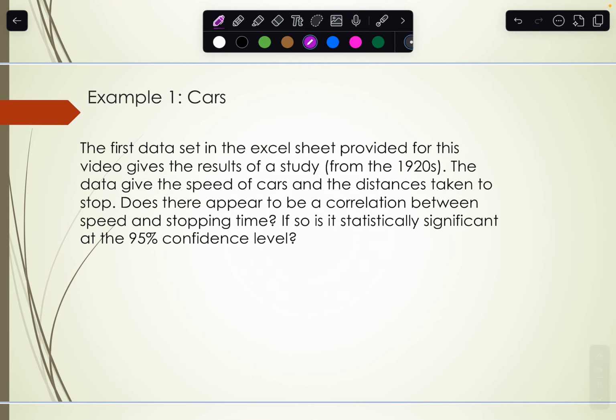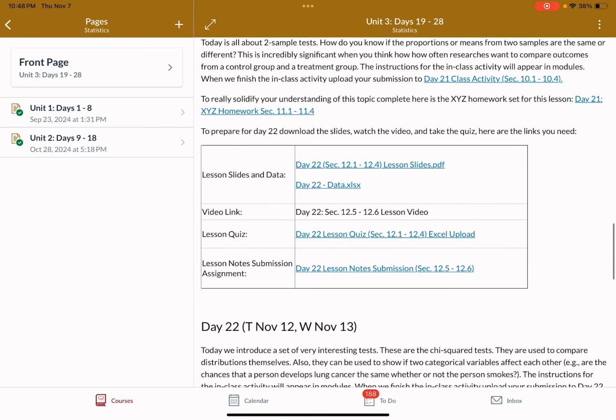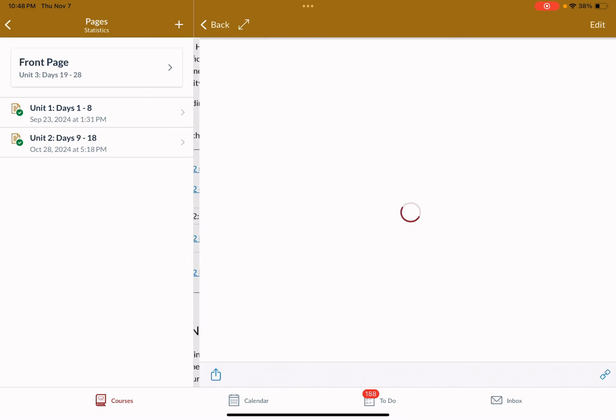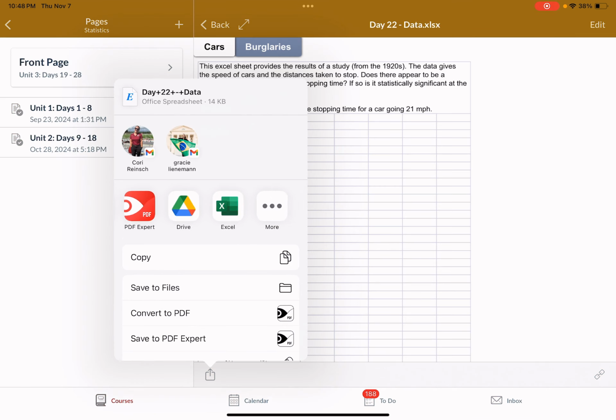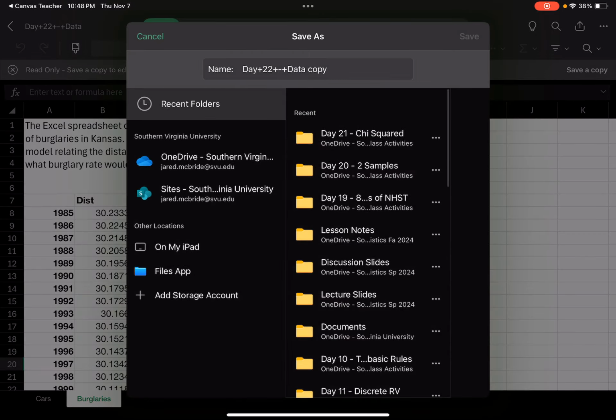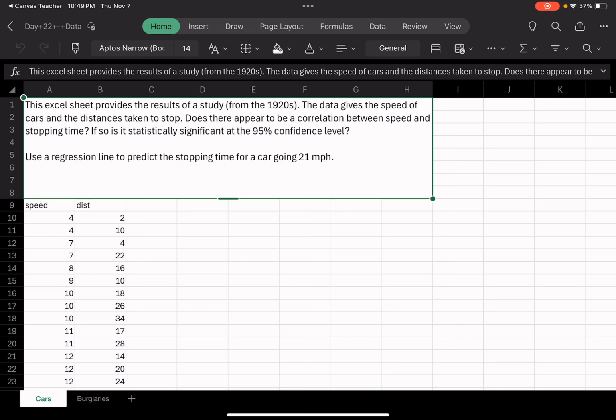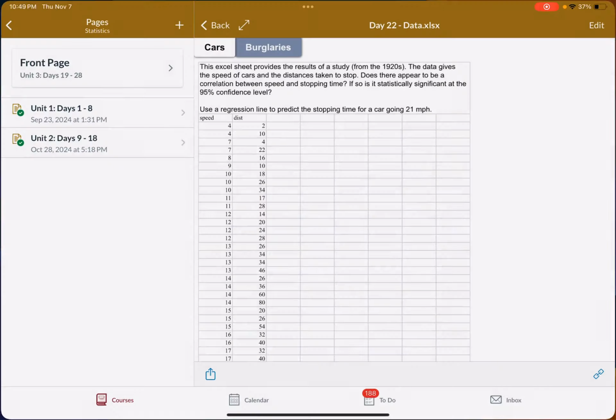The data set is in the Excel spreadsheet provided for this video, and you can find that on the class page. So here I am looking at the class page for day 22. I'll click on this data, cars and burglaries. I'm going to share this to Excel. I'm going to save a copy. And I'm going to start with working at the cars data set.